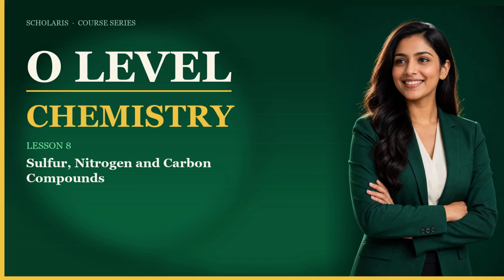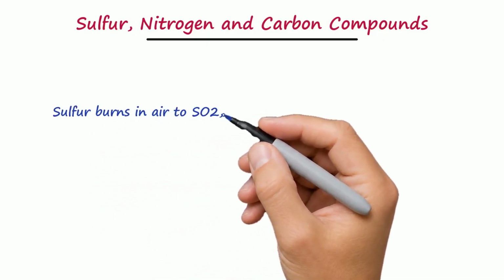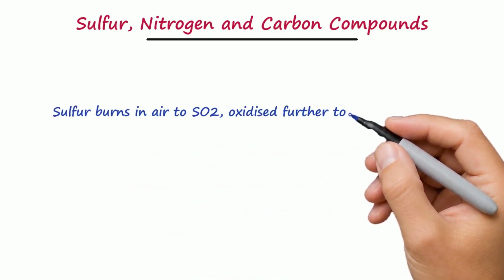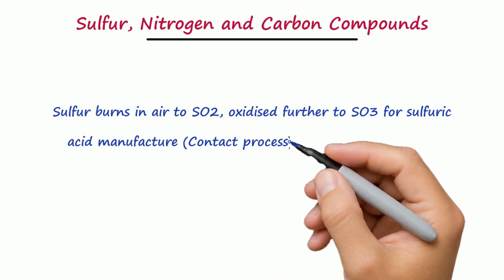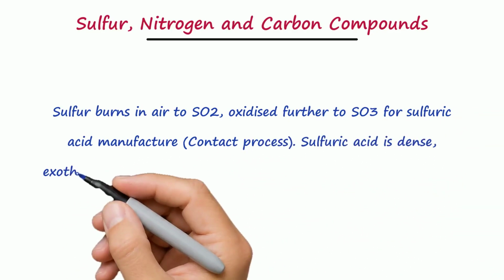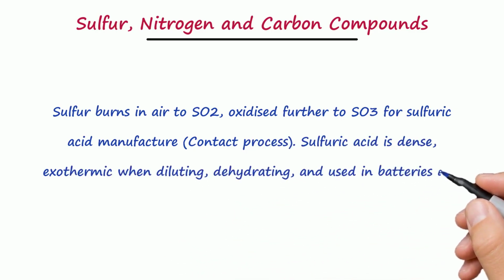Alright, O-level chemistry, lesson 8. We're on sulfur, nitrogen and carbon compounds. Sulfur burns in air to SO2, oxidized further to SO3 for sulfuric acid manufacture, the contact process. Sulfuric acid is dense, exothermic when diluting, dehydrating, and used in batteries and fertilizers.